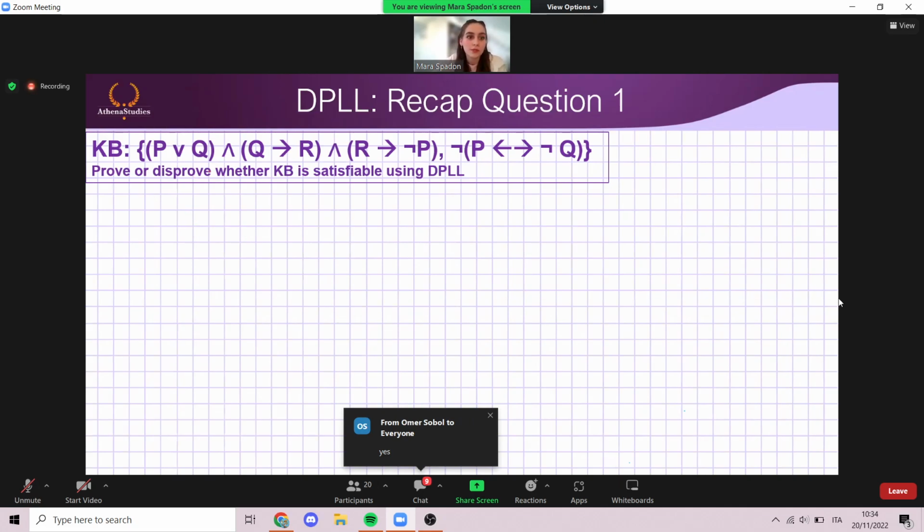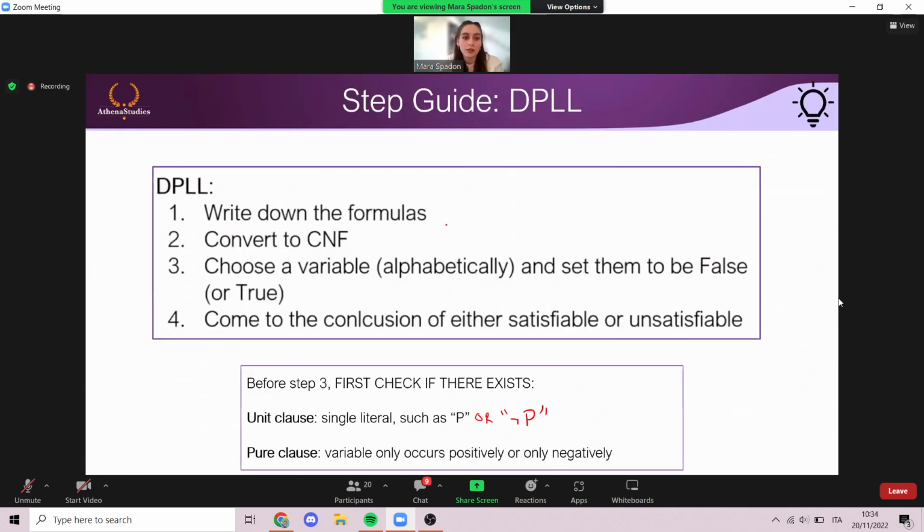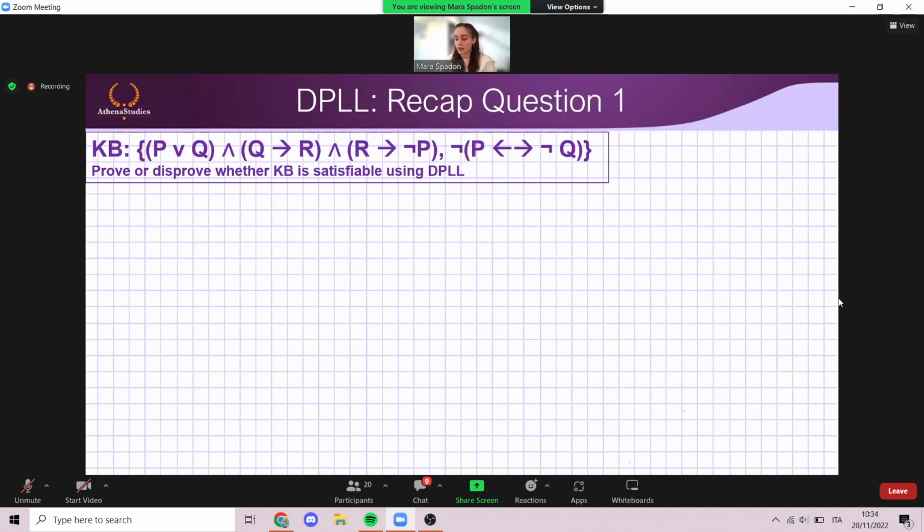So here we have our knowledge base, which includes 2 formulas. This is one of them, and note the comma here. This is the second one. And they want you to prove or disprove whether the knowledge base is satisfiable using DPLL. Okay, so we just go back to our step guide. The first step is to write down the formulas that we have. So this is our first formula.